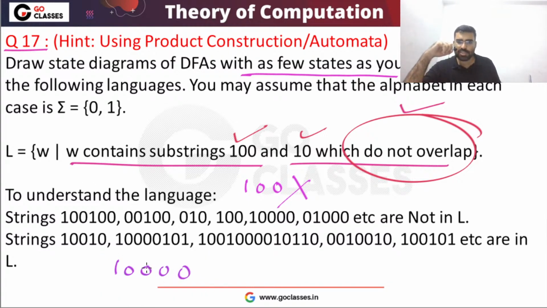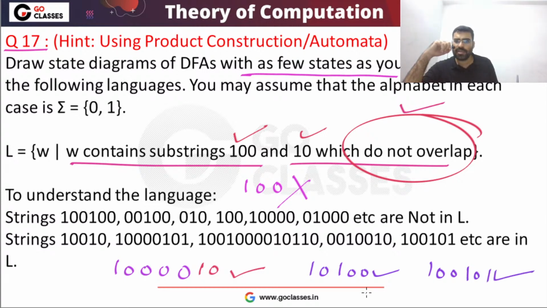Yes or no? There is no 10 individually. But you should have 10 individually. This is fine. This string must be accepted. Similarly, this string must be accepted. Okay, are you getting my point?